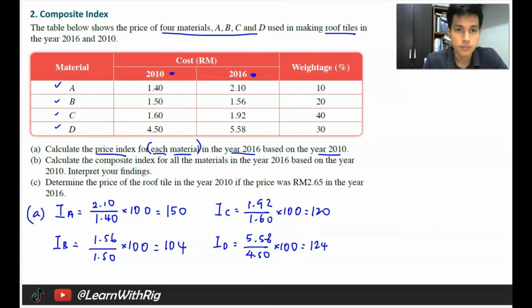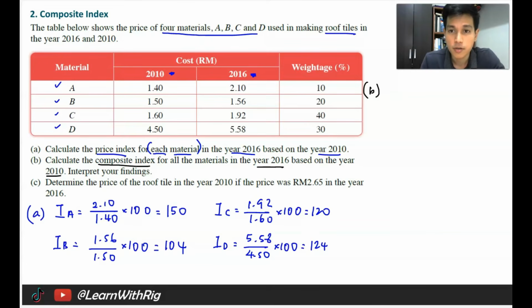Okay, now question B. Question B is asking for composite index for all the materials. So that means they are asking for the average of all of that, all 4 materials combined. So that's why you have to use composite index. So they want year 2016 based on year 2010, and then you have to interpret the finding. So question B I'm going to do here.